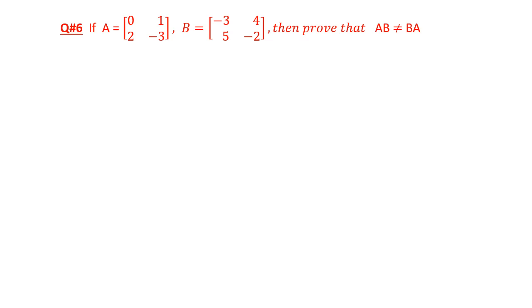Question number 6, if matrices A and B are given, then prove that A into B is not equal to B into A. Dear students, here we have to prove that matrices are not commutative. Its solution is, first we will find matrix A into matrix B.